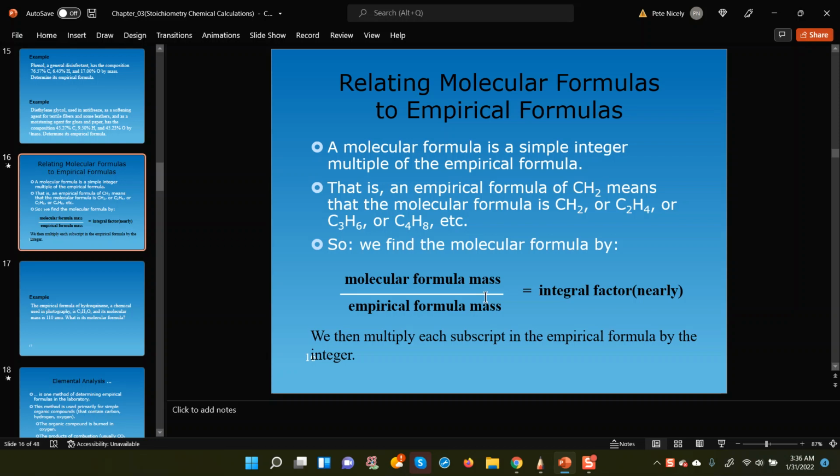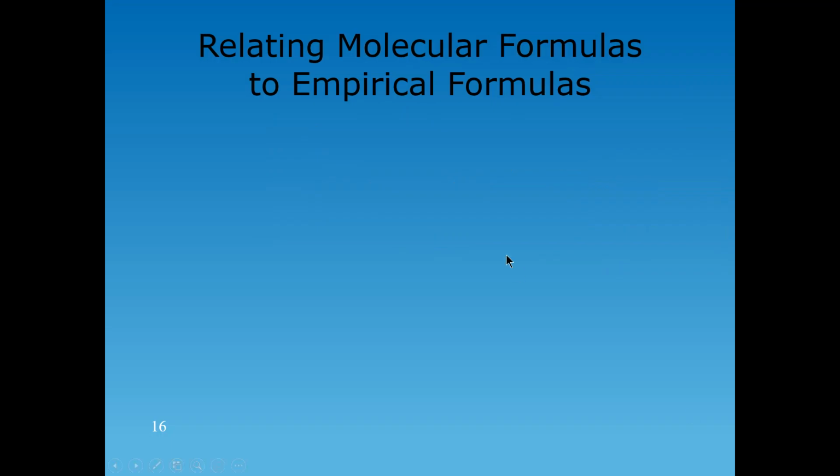So in the last two examples that we looked at, we were able to determine the empirical formula based on mass composition data, all right? Now, of course, and we learned this earlier, I think in chapter 2, there is a difference between the empirical formula for a compound and the molecular formula, right?